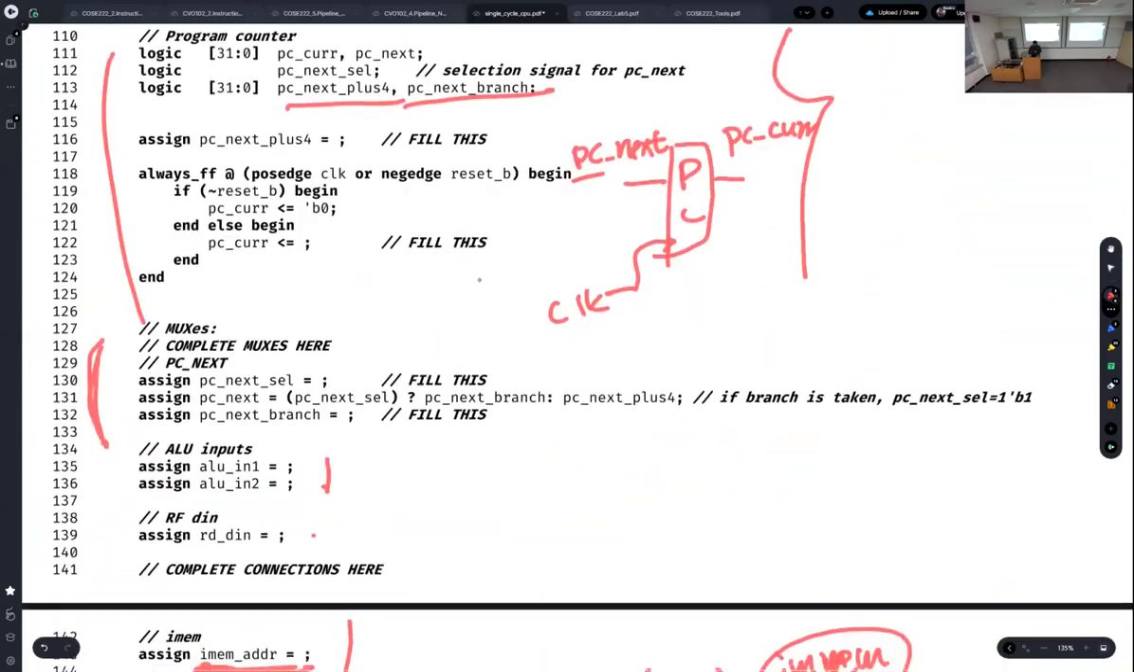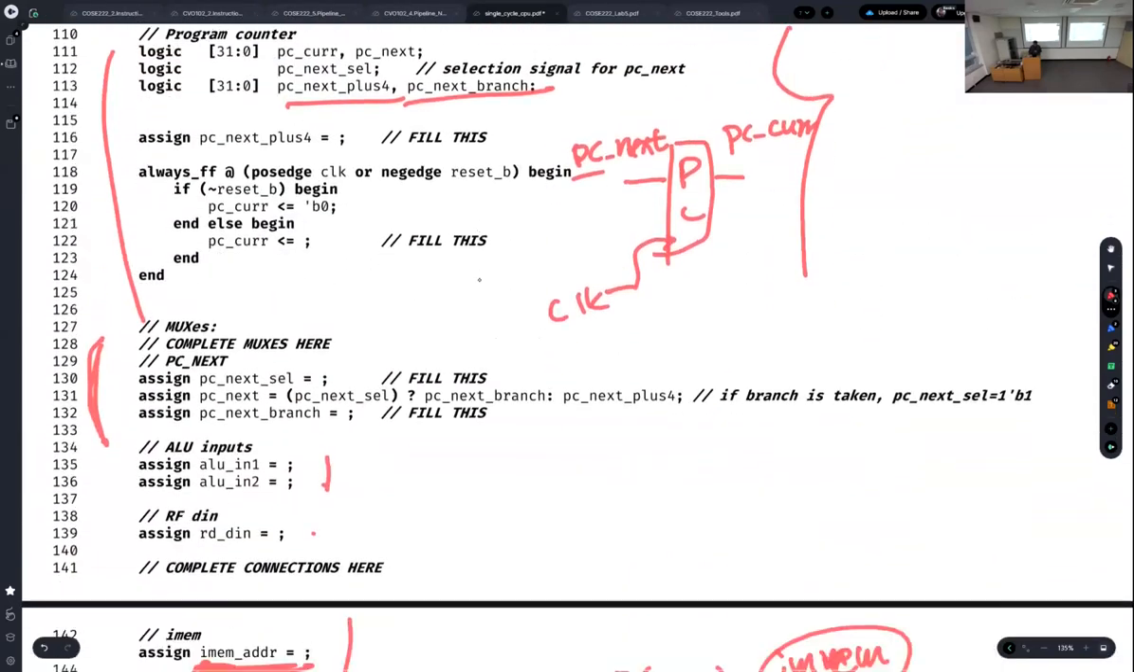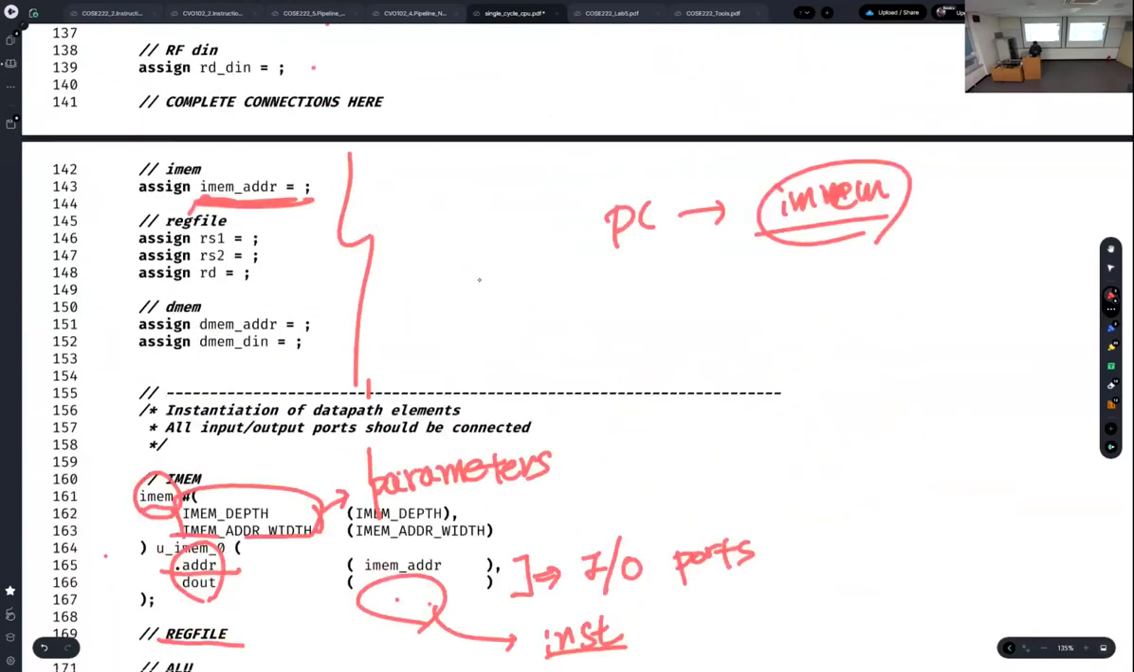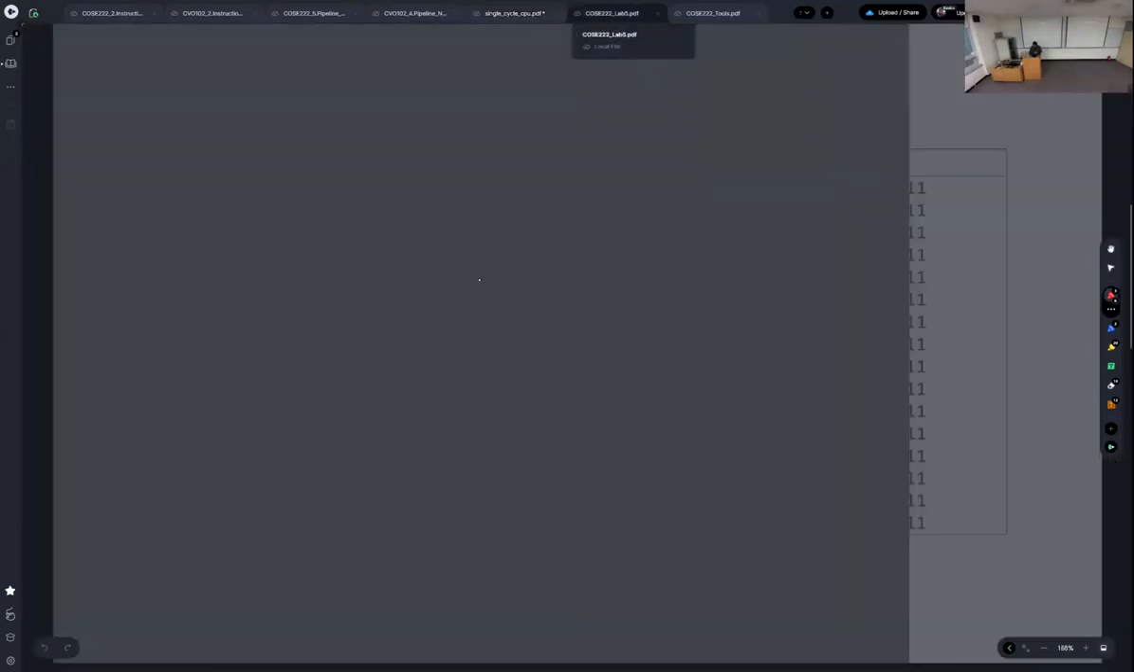Based on what you learned in the class, you need to complete this single cycle processor design. It will be very helpful if you can complete this module by yourself, to understand the real design and how the wires and data elements are connected to each other. Any question? The lab document is very simple.